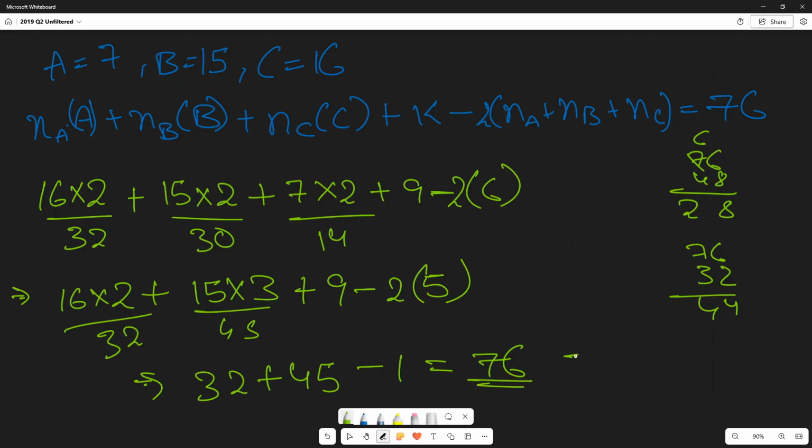Maybe. Where minimum number of operations is 2 plus 3, which is 5. We are getting 5 only, right? 32 plus 45 minus 1. That is correct, right?